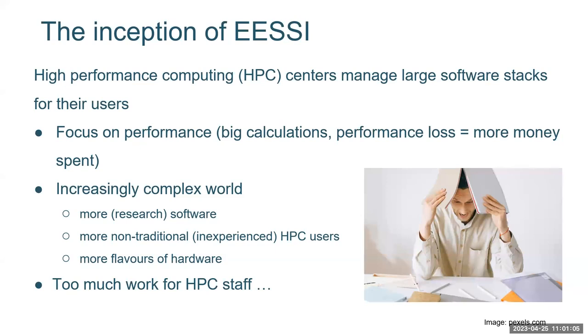At the same time, we live in an increasingly complex world, so there's more and more research software out there. At least at SURF, we know that we get more non-traditional HPC users who often also lack HPC experience, especially from the machine learning community. We see a lot of people, for example, from social sciences who've never used an HPC system before, but now they want to do some machine learning and they actually need quite a fair amount of compute, and they now land on our cluster. That's a hard user group to serve. And then we also have more and more flavors of hardware out there. So all in all, it's a daunting challenge for HPC staff.